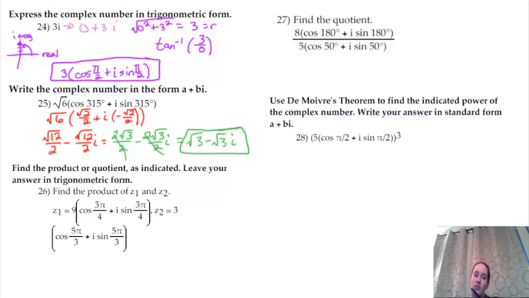Product and quotient we have some formulas for. They start off in trig form, that's helpful. We want to leave them in trig form, even more helpful. So for the product, you simply take the r's, which are the numbers in front of our parentheses, you multiply them together, and then you take the angles and add them together.